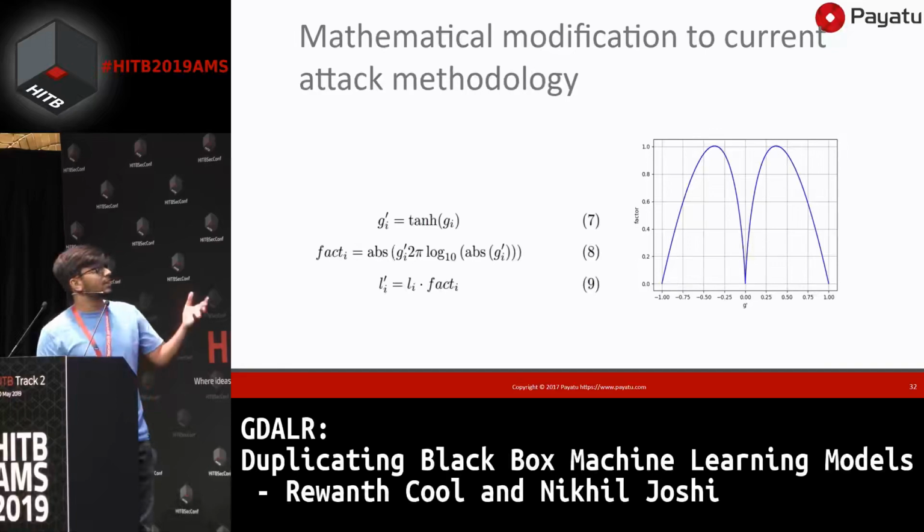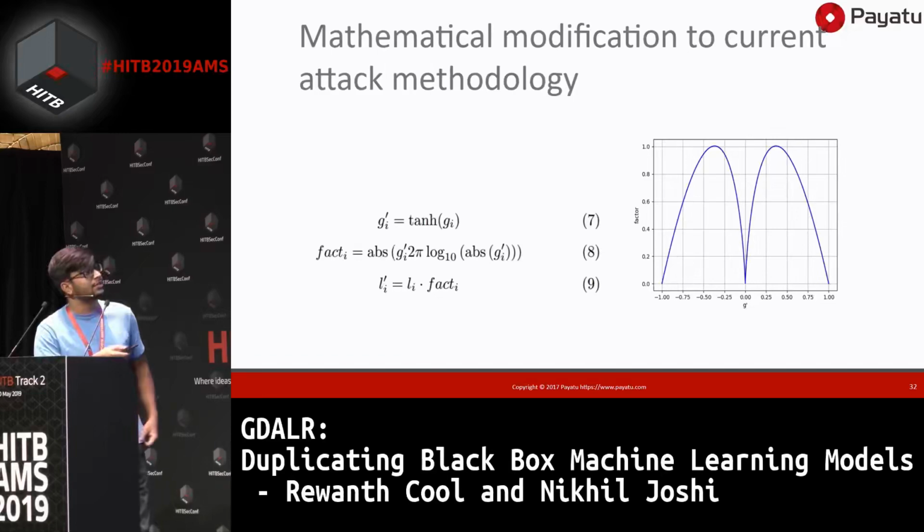So we calculate the factor and we get a new learning rate called L dash. Here you can see when the gradient increases, the factor automatically decreases and the learning rate will also decrease. So the new learning rate will be in a range between your previous learning rate and 0. It will either be less than the previous learning rate, or it will be equal to the previous learning rate.